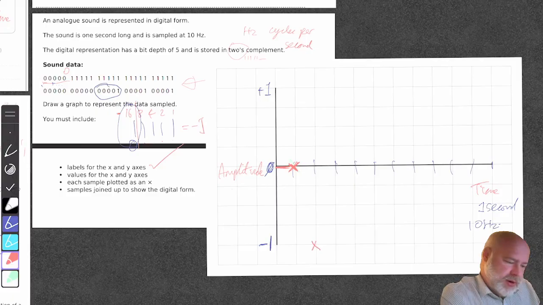So we've got another one at minus 1, then another one at minus 1, then another one at minus 1, then another one at minus 1, and then another one at 0, and then another one at 0, then there's one at 1, another one at 1, and another one at 1.